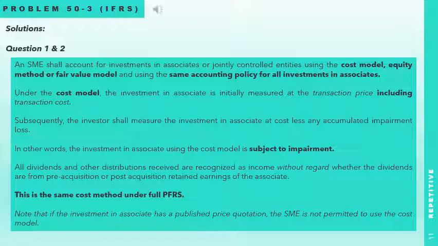Dito po muna tayo mag-focus kay associate A. Sabi nga po kanina, under cost model, the investment in associate is initially measured at the transaction price including the transaction cost. Based sa problem, ang investment in associates A ay nagkakahalaga ng 1 million. Then for the transaction cost, sabi sa problem, transaction cost of 10% of the purchase price were incurred by SME. So, ang mangyayari, 10% ng transaction price ang transaction cost. Kaya tayo na mayroon dyan 10% times 1 million.